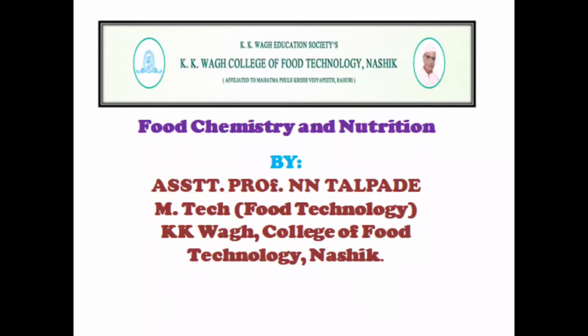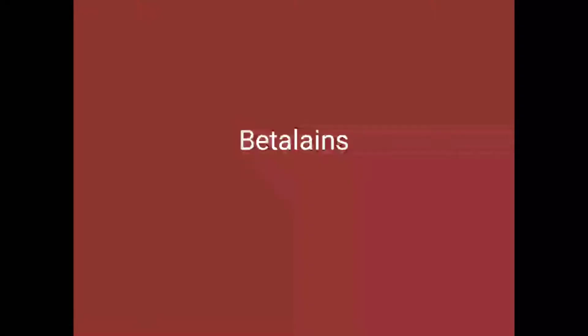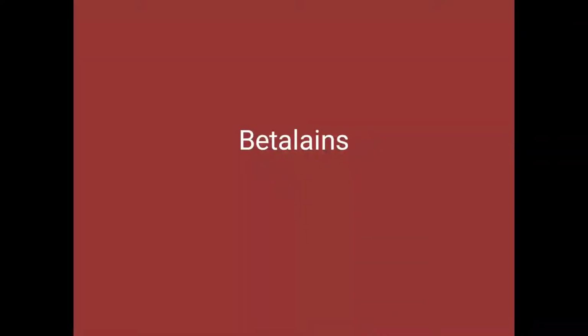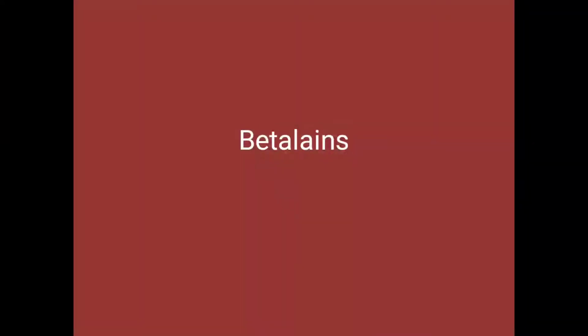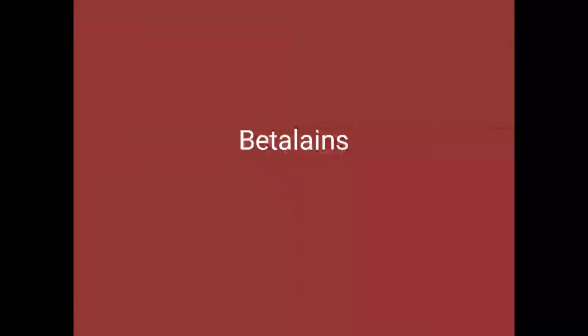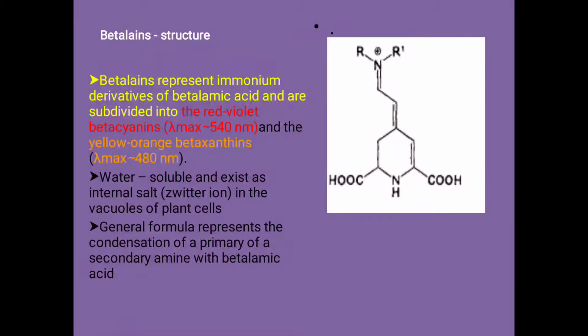So today we're going to be discussing betalains. Betalains are mostly a class of red and yellow tyrosine-derived pigments, and they are found in plants where they can replace other pigments such as anthocyanin. Okay, so let's move on to the next slide.